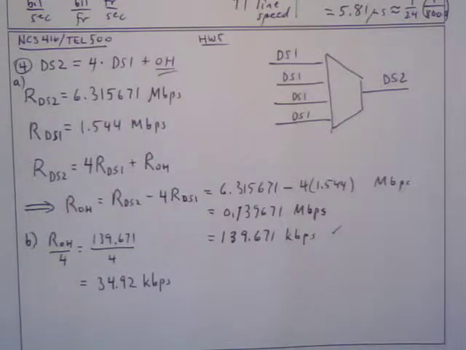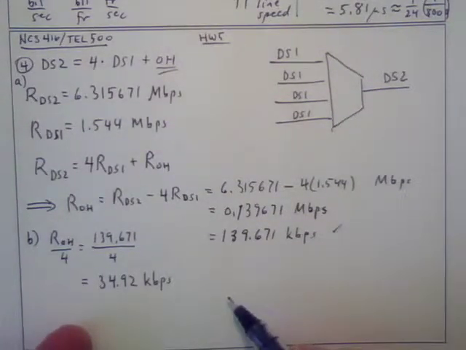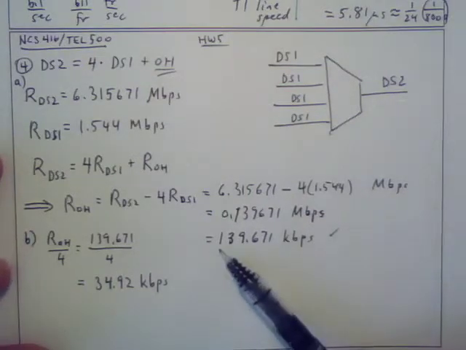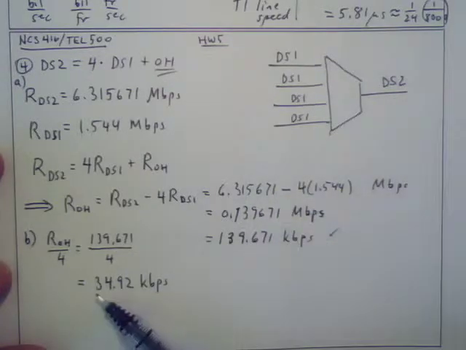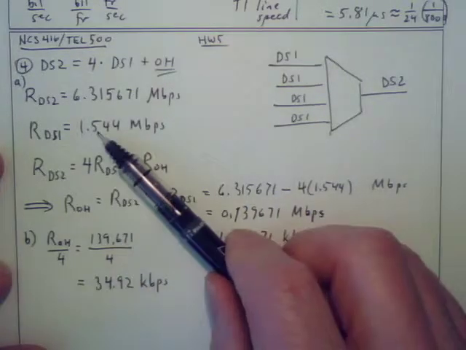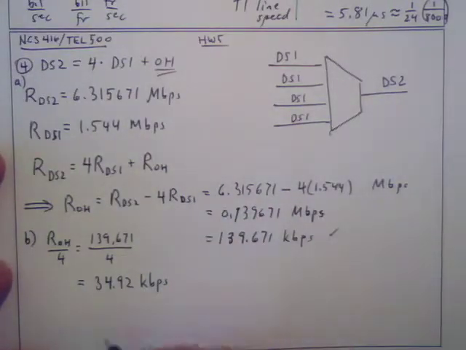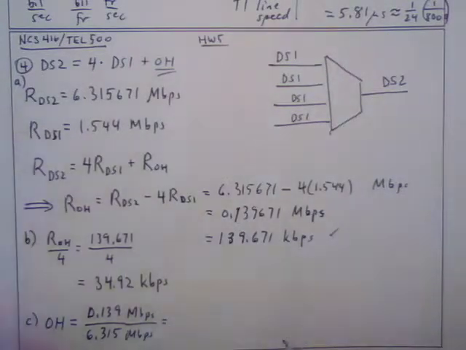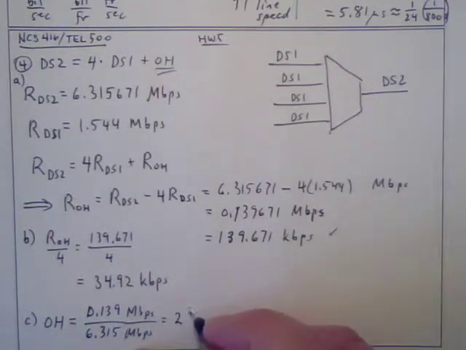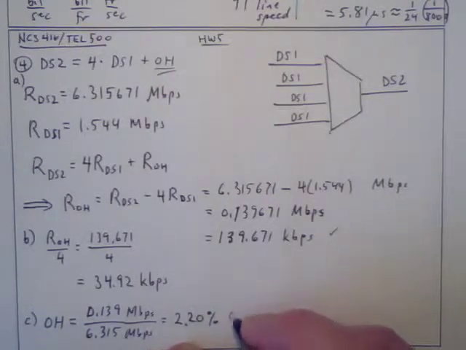For part C, it asks what percentage of overhead does this represent, and I could either do the 139 out of 6.315 as a ratio, or I could do the 34 out of 1.544 as the ratio. So for part C, the overhead as a percentage is, let's just use the 0.139 over 6.315, both in megabits per second. And if you do the division, it gives you a 2.2% overhead.